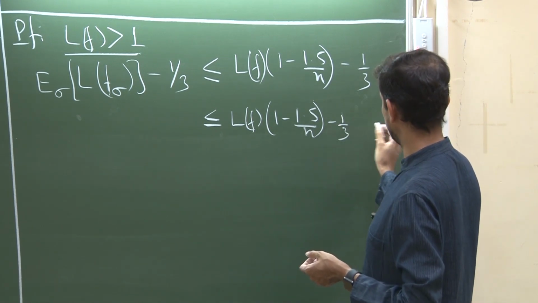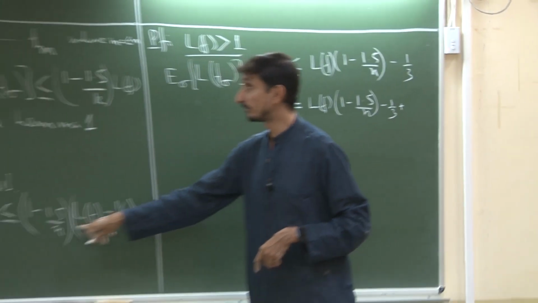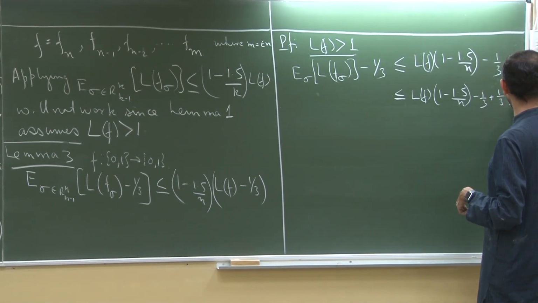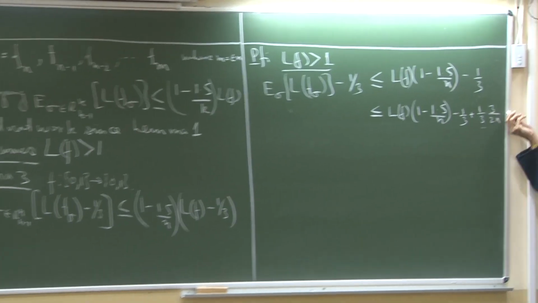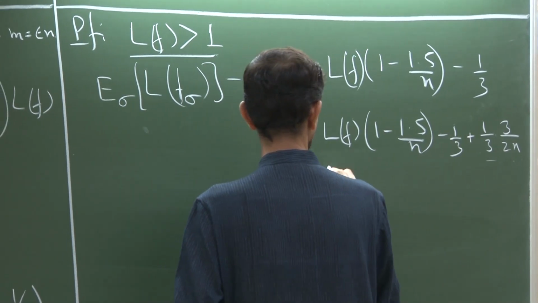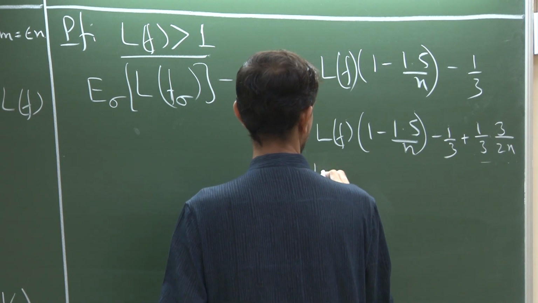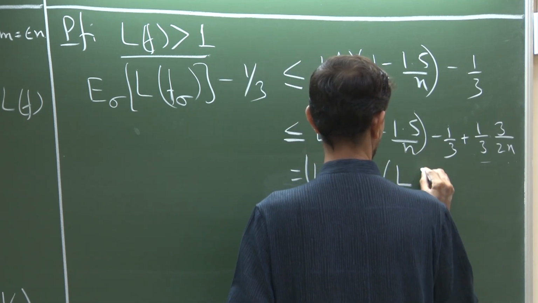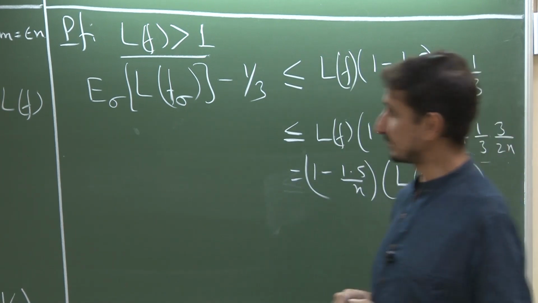So, I have a minus 1/3 and I will introduce a, so this times this. So, this is 3 by 2 of n, plus 1/3 dot 3 by 2n. Observe that this is a positive quantity, right. n is positive, so this entire quantity is positive. So, this is greater than or equal to this, but doing this will give me that this is equal to L of f minus 1/3. Okay, just a small modification.